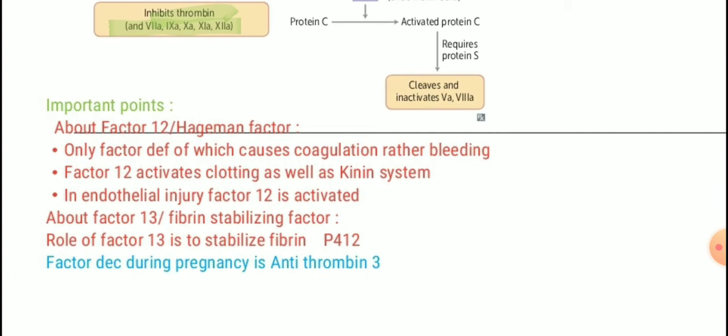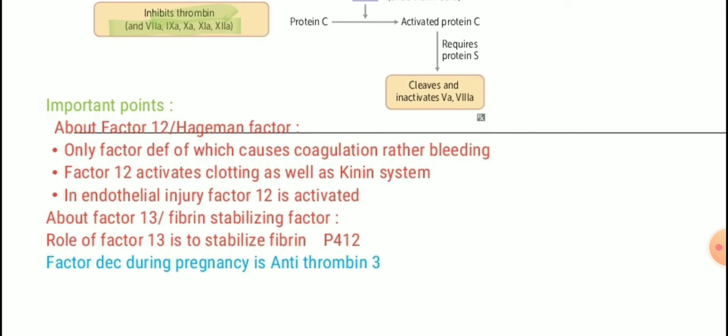About factor 12 or Hageman factor, MCQs ask for the only factor whose deficiency causes coagulation rather than bleeding, because factor 12 has certain other mechanisms not shown in the previous page or in any book, but it is written in Robbins as well. It is the only clotting factor whose deficiency, because of certain other mechanisms, does not cause bleeding. Specifically, factor 12 deficiency causes coagulation rather than bleeding. So it is basically procoagulant in certain mechanisms. So it's not factor 7 if asked, it is factor 12.